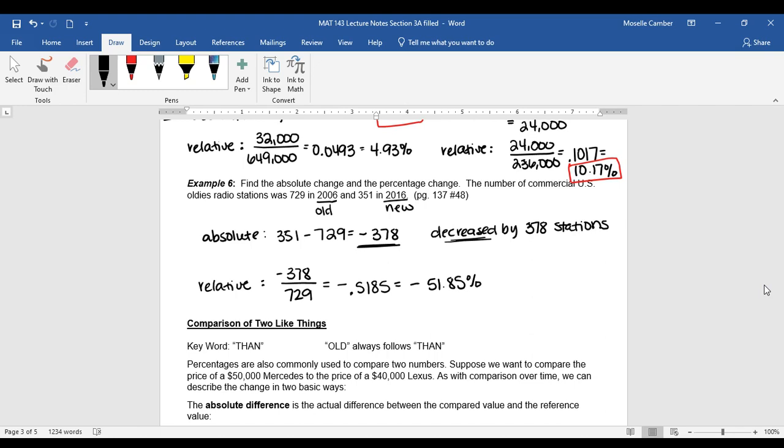Note, if we had divided this by the new, if we had done negative 378 divided by the new one, which is 351, this would have been a number greater than 1. So that would mean that it completely went away and it would not give us the right answer. So make sure you are dividing by the right one.